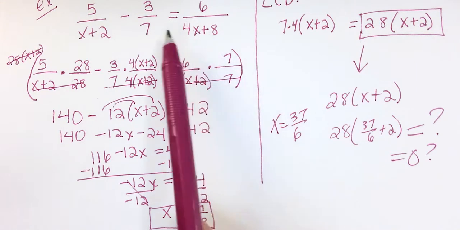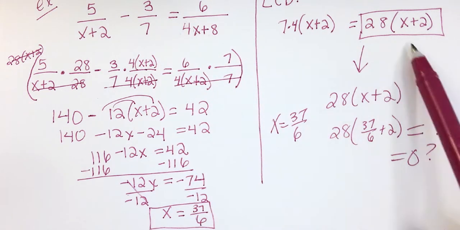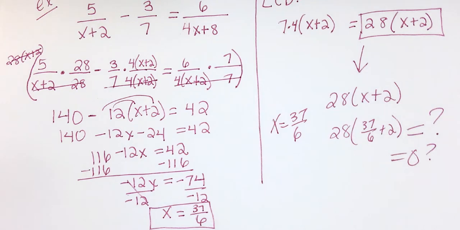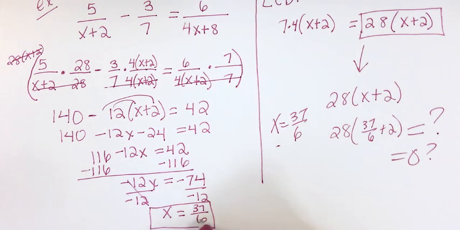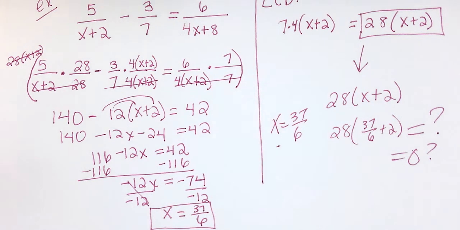So if I plug in this x and it gives me a 0, that means that one of these denominators would be 0. And then I would have an undefined value. And that would mean this would not be a solution of the equation. Okay? So this is our answer. This 37 over 6 is our answer because it does not make any of the denominators in this rational equation 0. So that's one way that you can work a rational equation.